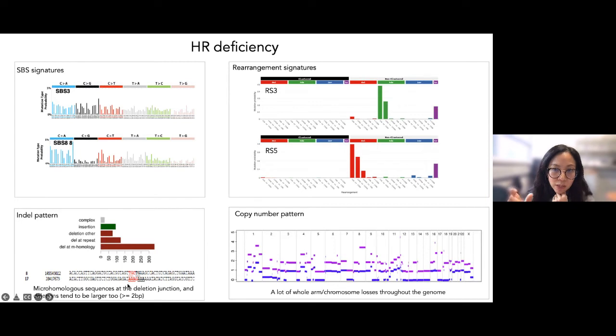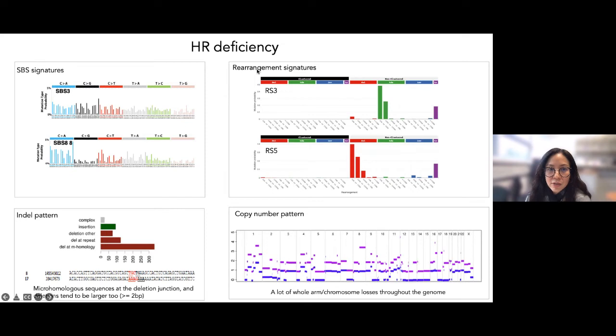The indels tend to be larger. They tend to be three base pairs or more. And this was, you know, one of the first things I picked up during my PhD. Thank God, because so far I had had negative results for about a year and a half. So this is a really marked phenotype. It's a real sign of BRCA deficiency. So that's what we mean by microhomology mediated deletions.